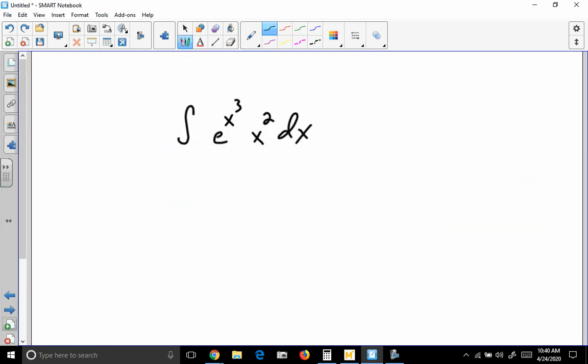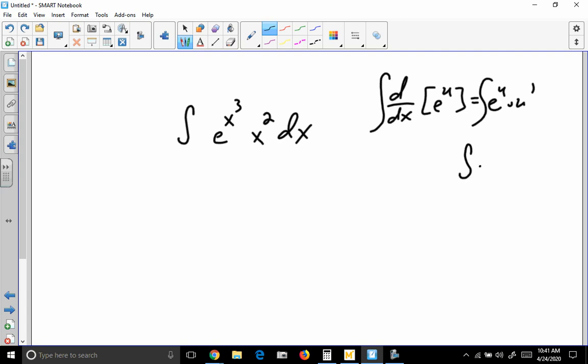So that's several problems with derivatives of e to the u. Now, let's look at some integrals. So if the derivative of e to the u is e to the u times u prime, then if we integrate both sides, the integral of e to the u du is just e to the u plus c.